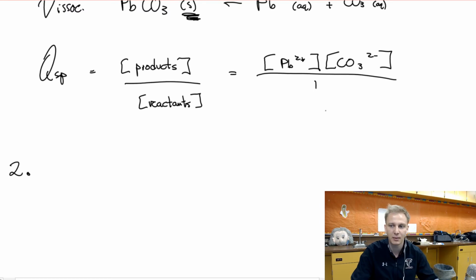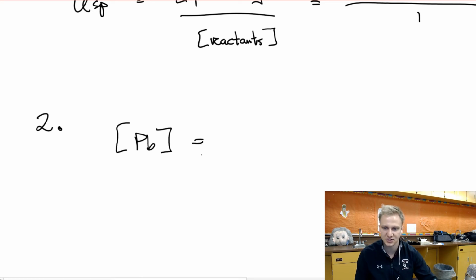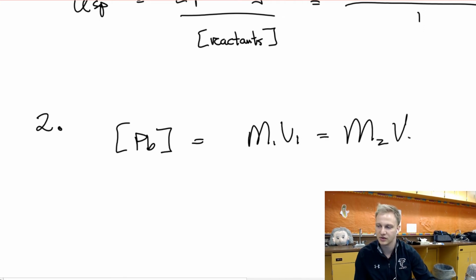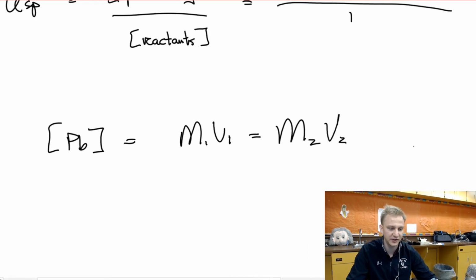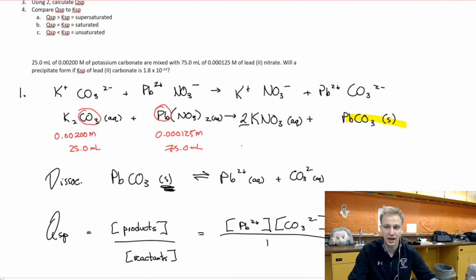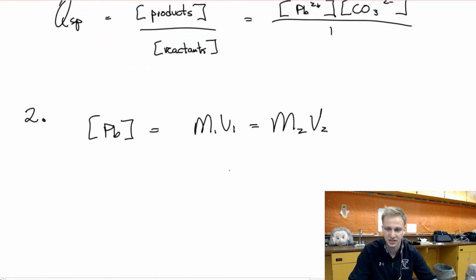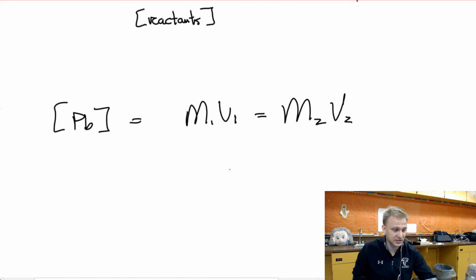We need to figure out how much Pb and how much CO3 we actually have. So solving for the concentration of the Pb first, what we're going to use here is M1V1 equals M2V2. M2 is what we want to eventually figure out, because it will tell us how much of our concentration we will actually have here. And so we can start plugging in some numbers.